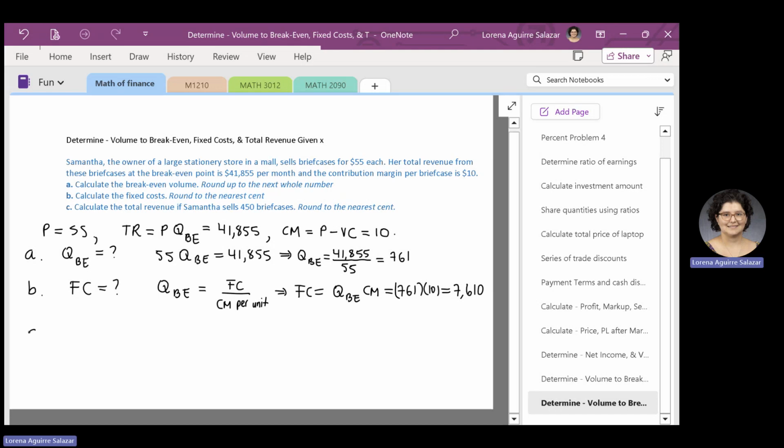All right. Finally, for part C, we want to compute the total revenue if Samantha sells 450 briefcases. So Q is 450. For Q equals 450, we have that the total revenue is given by the following. We have the amount of money received or brought into the business from the sales of the items produced and sold during a period. And we calculate the total revenue by multiplying the selling price per unit, P, by the number of units sold. We multiply 55 by 450. And when we do that, we find the number $24,750.